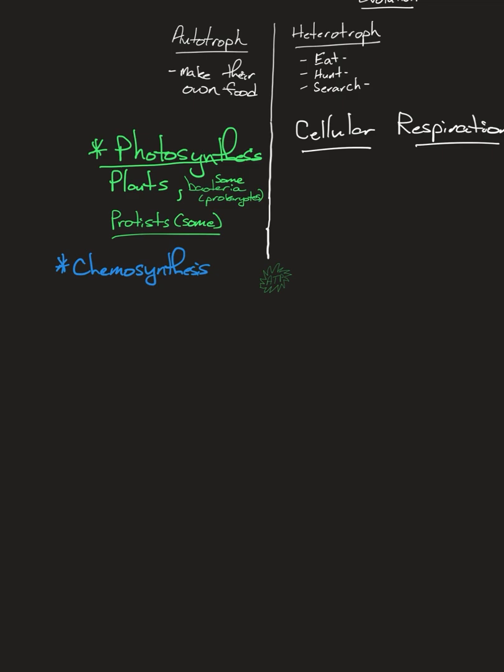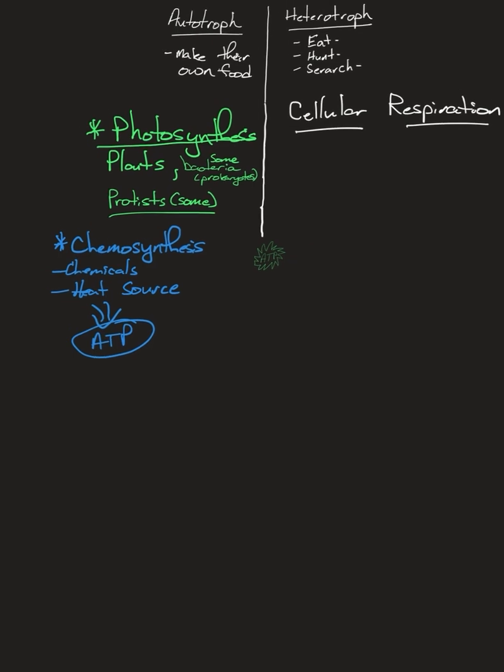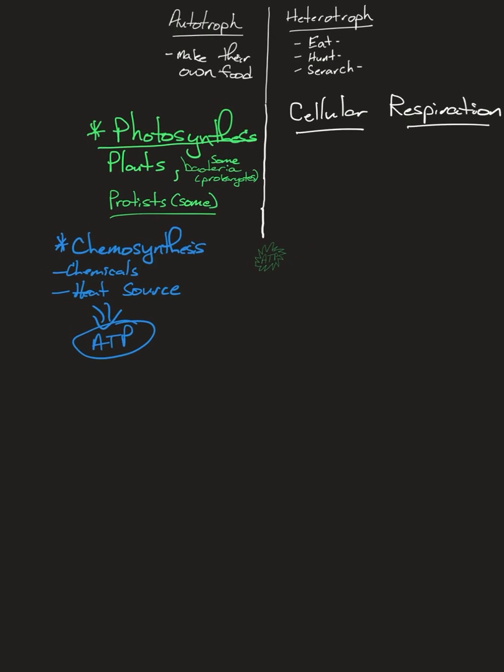Chemosynthesis, on the other hand, is using chemicals in solution with some kind of heat source, usually, and produce ATP. It's a very specialized form of being an autotroph. These chemosynthetic bacteria are at the bottom of the ocean, in the crust of the earth. They exist in places where sunlight doesn't shine, but they are there at the volcanic vent, and they are the basis of an entire ecology.